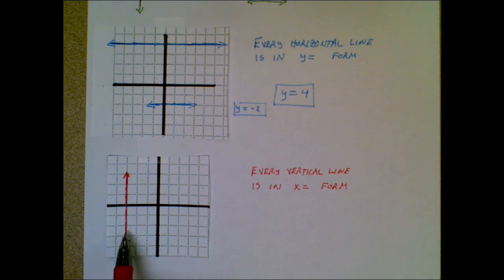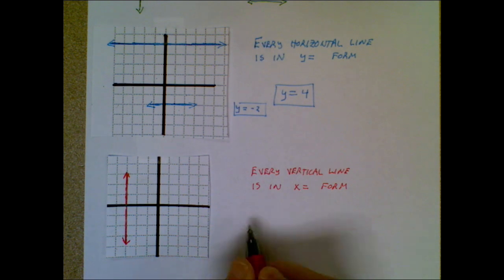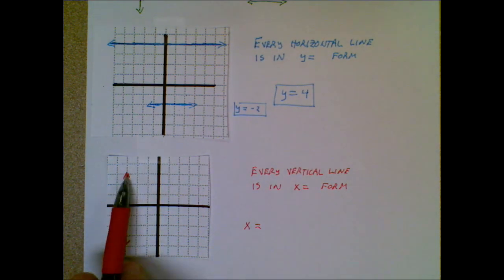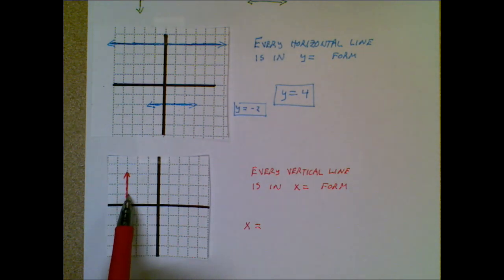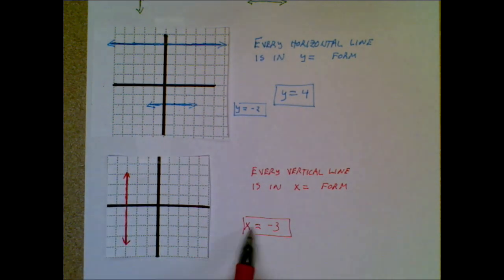So now I have a vertical line over here, and you just know this. Every vertical line is in x equals form. What does that mean? That means if I was going to write the equation of this line, it has to be in x equals form because it's a vertical line. And I just count over, it's 3 units left of the axis, or -3. So the equation of this line is x equals -3.